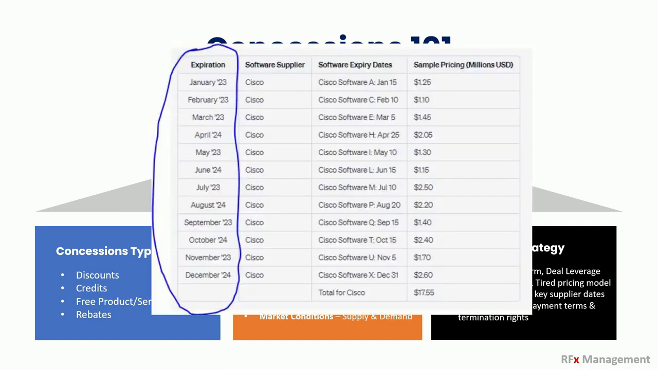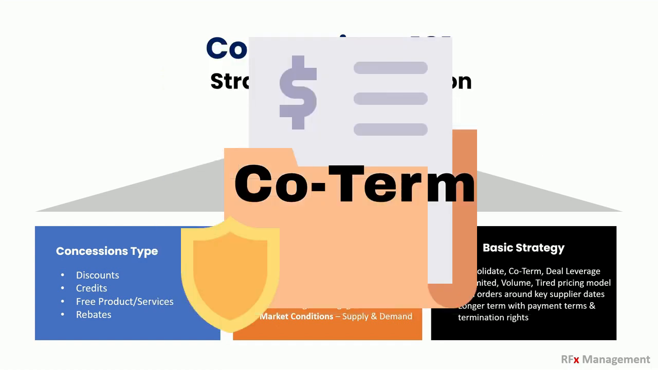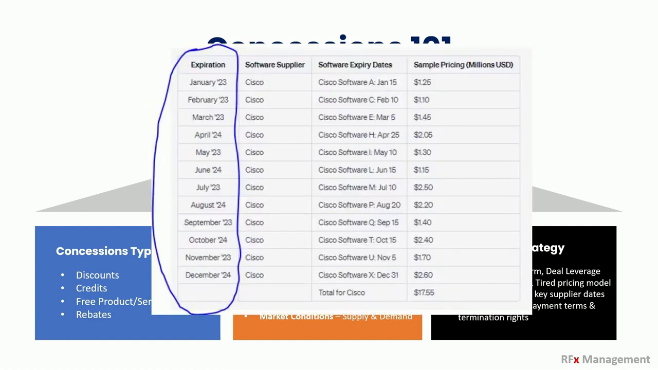To maximize our buying power, we do something called a co-term, which is consolidating all of our licenses into one deal that is going to show a bigger spend on that deal and therefore allow the supplier to provide deeper discounts to you. The way this is done is that you have different licenses that expire throughout the year. For the licenses that still have time on them, the supplier will often give you a credit for any months that have already been paid.